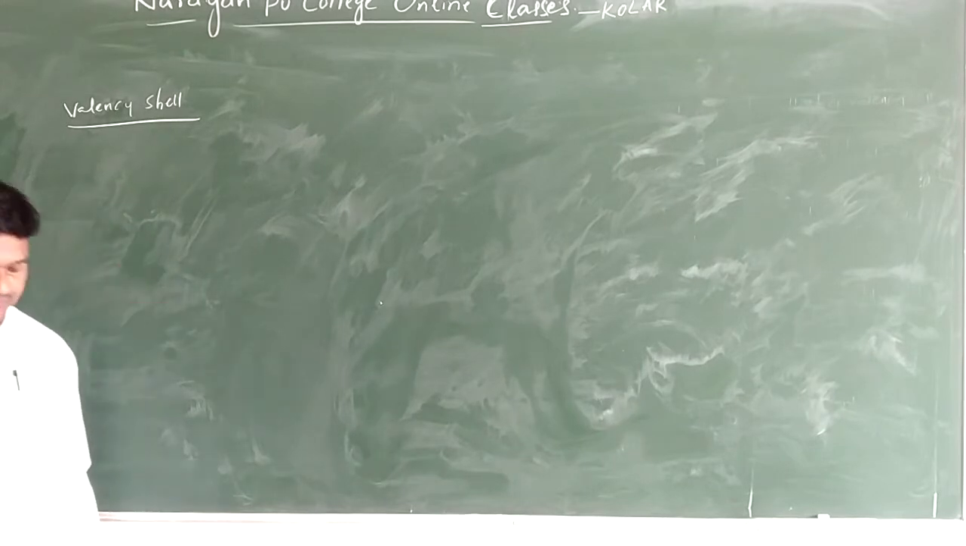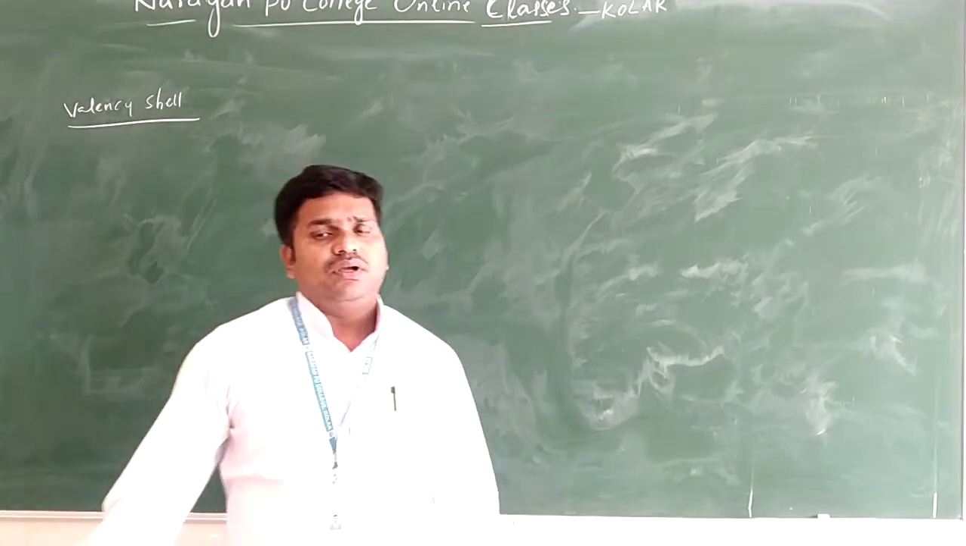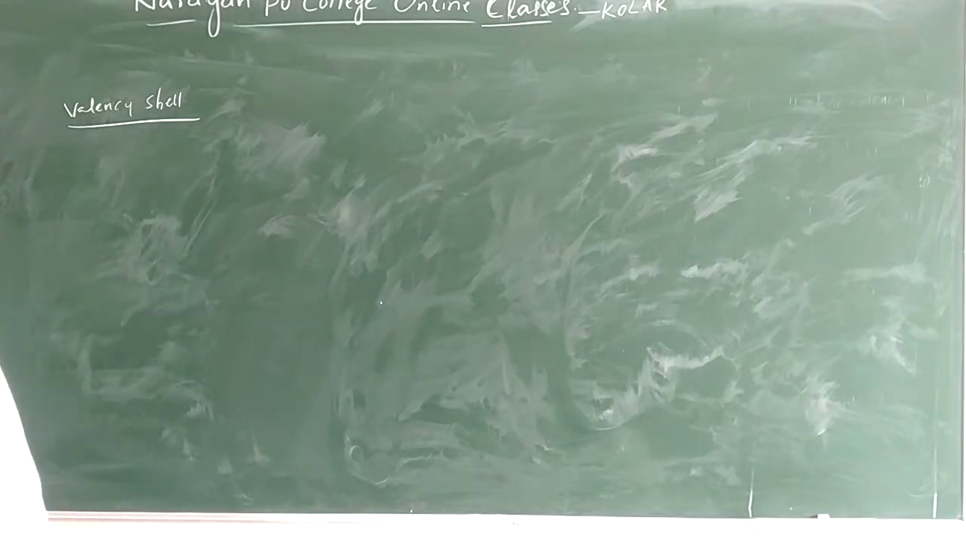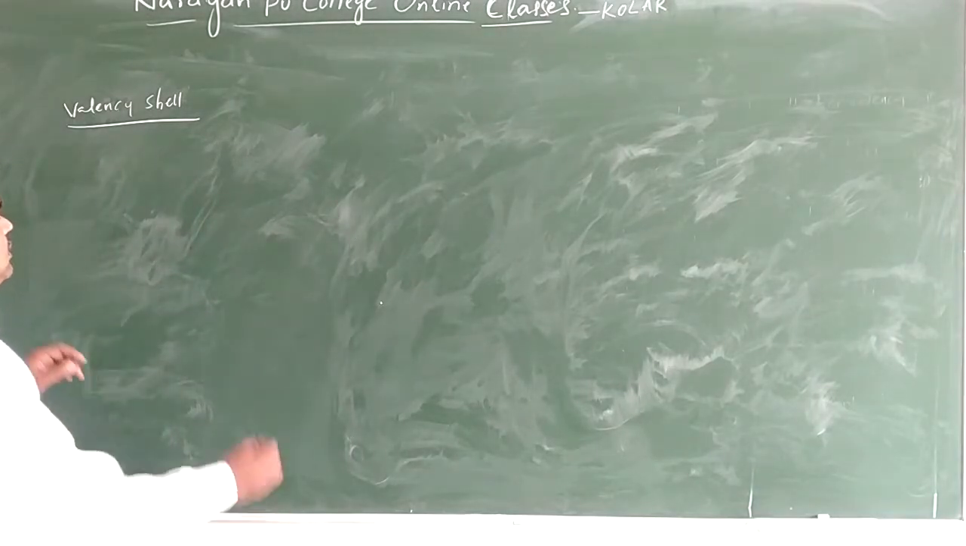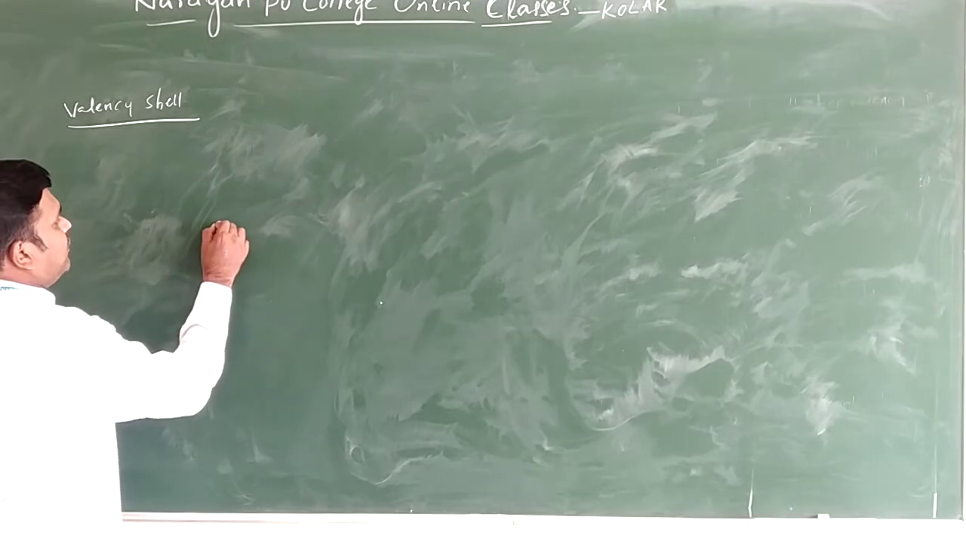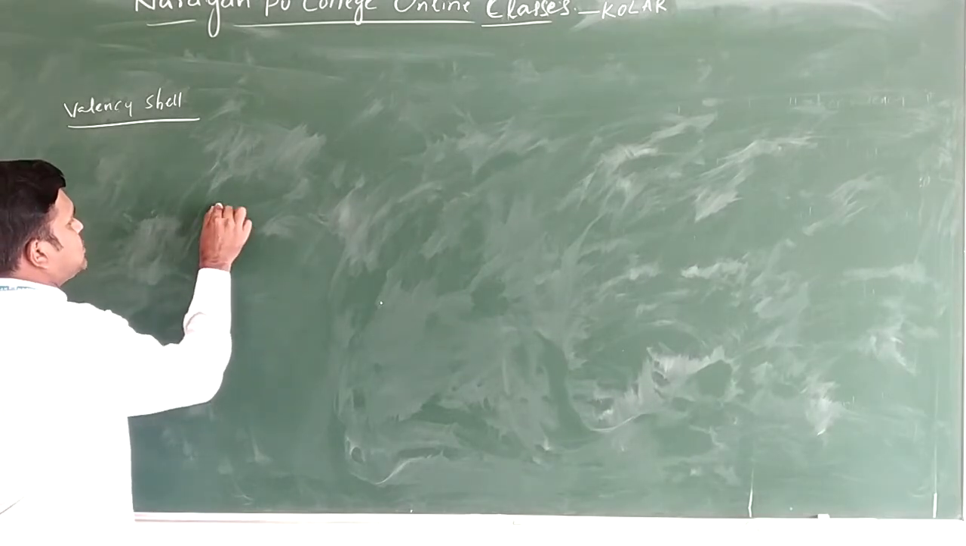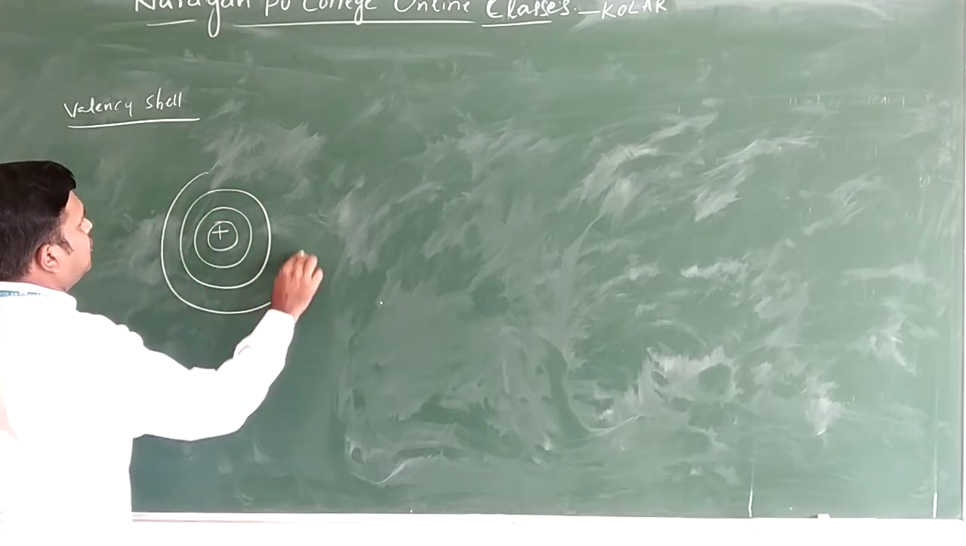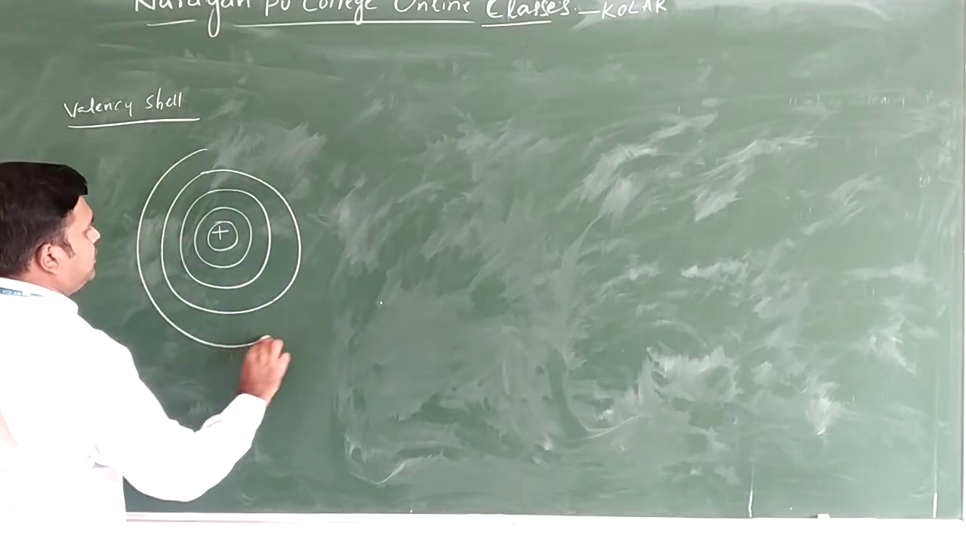So next concept we have valency shell only. Before identifying this valency shell, you have to know what is the shell. What is shell? Let us see this one. This is the center part of the atom. This is called the nucleus only. And here we have electrons revolving around the nucleus only.